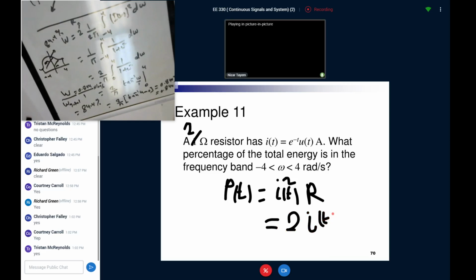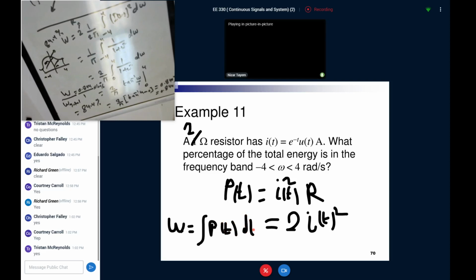And from the definition of the energy, W is equal to the integral of p of t dt. Just substitute here, that's where we get the 2 from. So it's going to be 2 times the integral of i of t squared dt if I need to find the energy in the time domain. Is it clear?